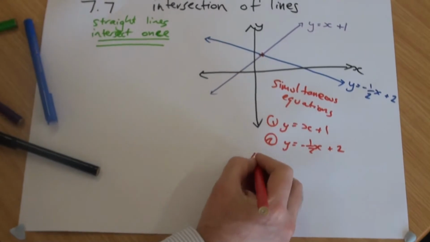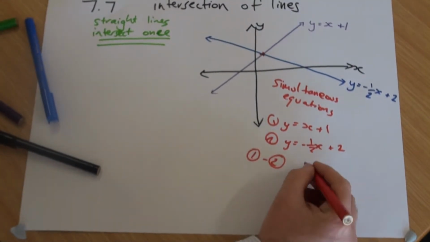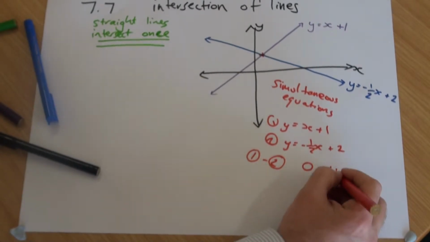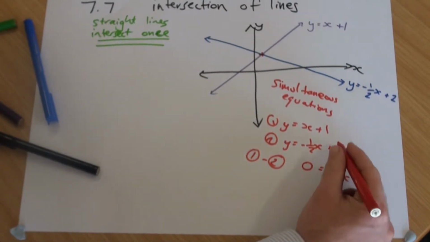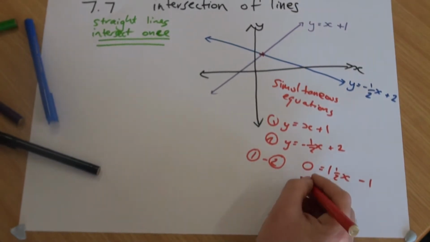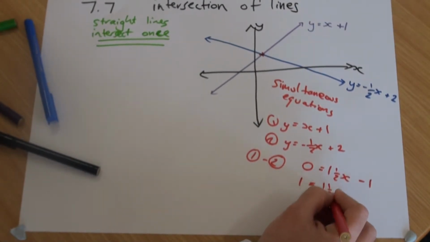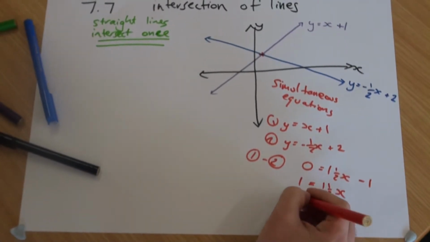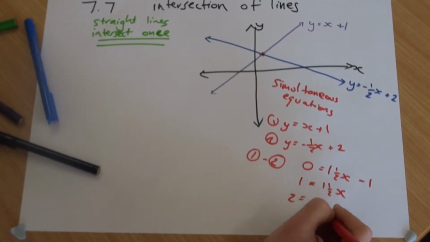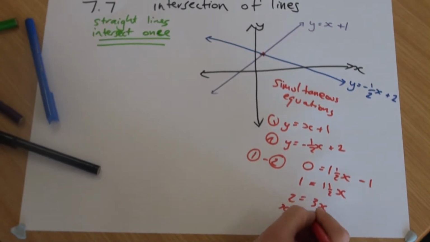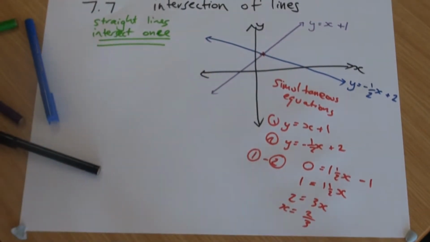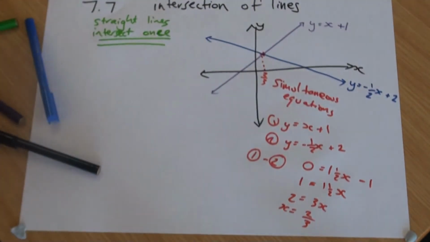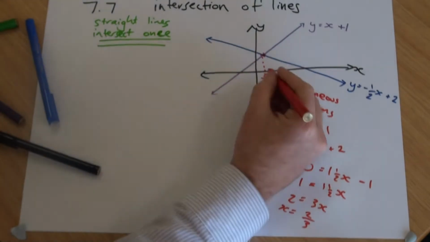What if I were to subtract these equations? 1 minus 2 gives me 0 equals 1.5x minus 1, okay, which gives me 1 equals 1.5x. Okay, which gives me 2 equals 3x, which gives me x equals 2/3. So they intersect at x equals 2/3, which makes sense. That's kind of where they look like they intersect there.